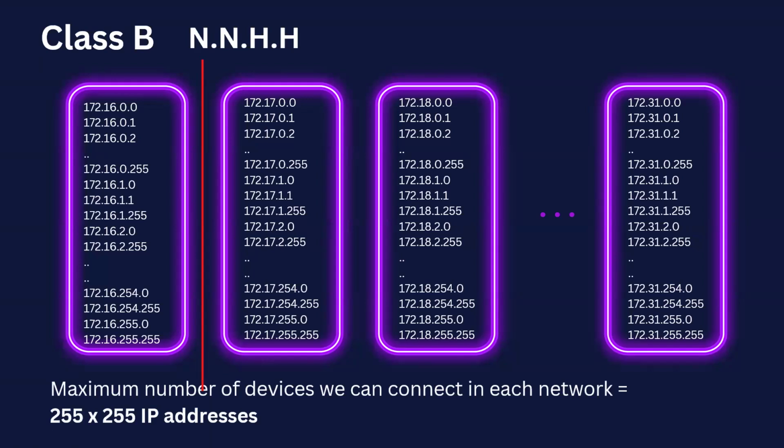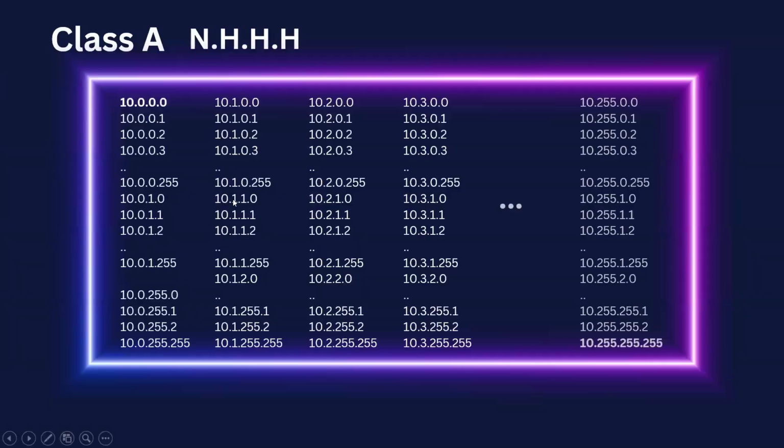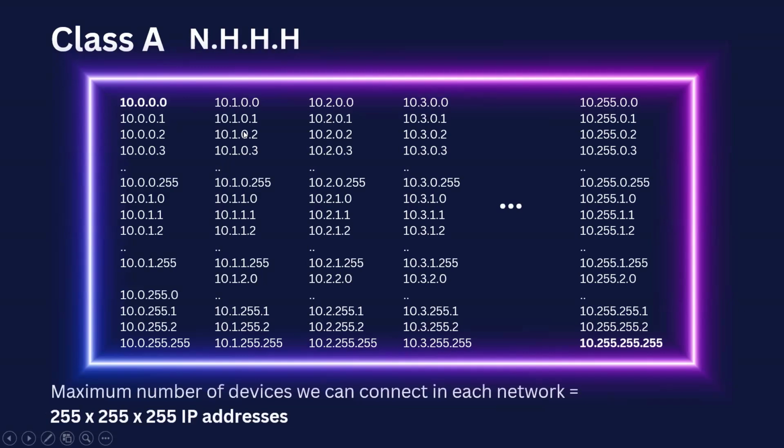And finally, when you come to class A, let me erase all these drawings here. The class A private IP range is from 10.0.0.0 all the way up to 10.255.255.255. From 10.0.0.0 to 10.255.255.255, you have just one single network. And in this one single network, you can connect a maximum of 255 times 255 times 255 devices. That's the entire class A network.